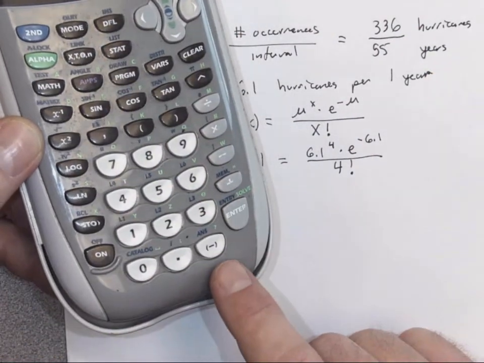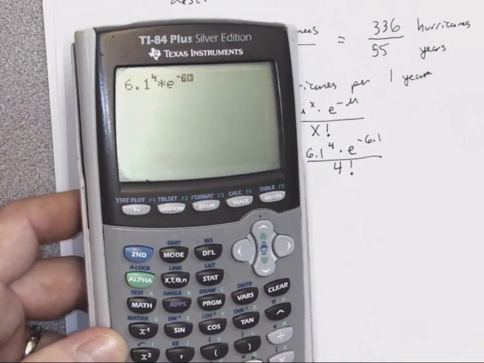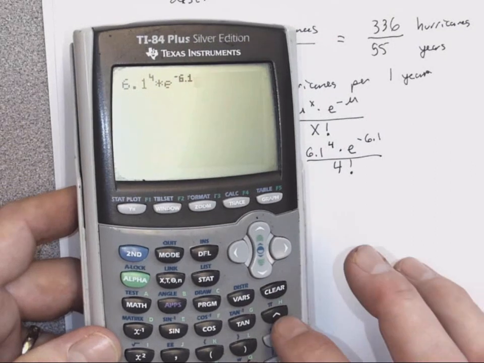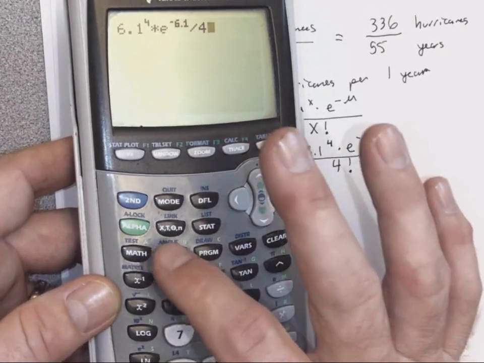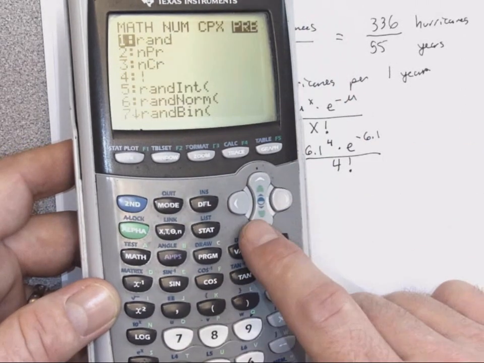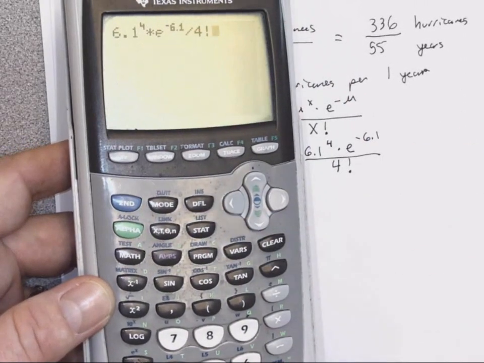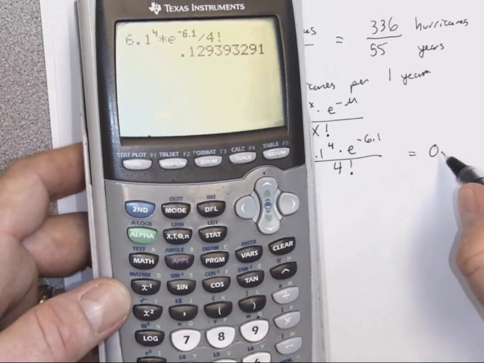Make sure when you do negatives that you're using this negative key and not the subtraction key. It'll give you an error. So negative 6.1. Pull it out of there, and then divide by 4 factorial. So you can hit 4, go to math, over to probability, and then down to factorial. Then hit enter. So what I get, to 3 sig figs, is 0.129.